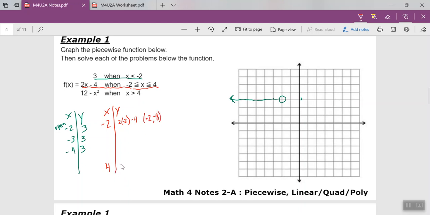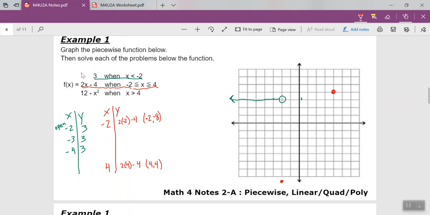And by the time I get to 4, that's 8 minus 4, that's 0. So 4, 0. So I know that I'm going to start at -2, -8. That's -2 and -8 would be down here. And we're going to go up as far as 4, 0. 1, 2, 3, 4. We're going to go for those two.